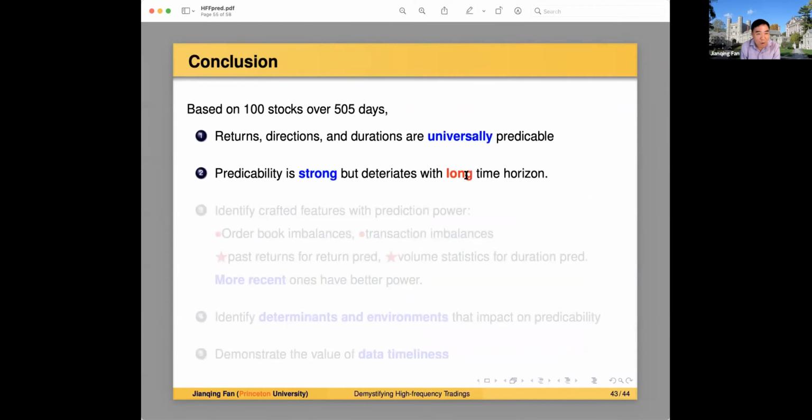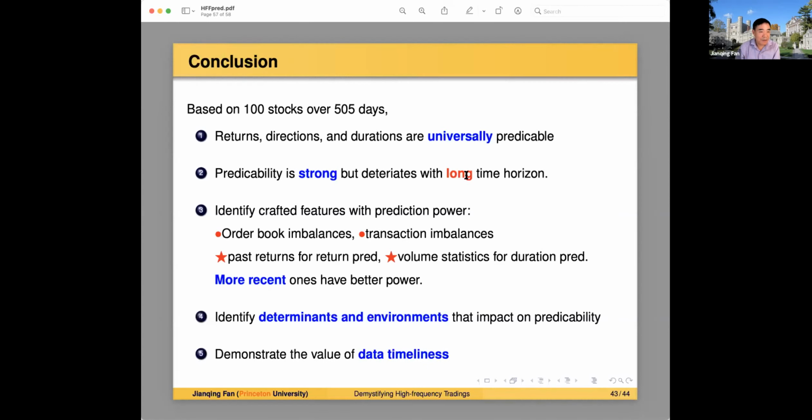Based on 100 stocks, or more precisely 101 stocks over 505 days, we studied the return, direction, and duration. We showcase that the prediction universally exists across different stocks and different dates. The predictability is strong, but deteriorates with longer time horizons, which is expected. We also identify the features with prediction power, in particular order book imbalance and transaction imbalance. They are universally powerful for both return and duration.